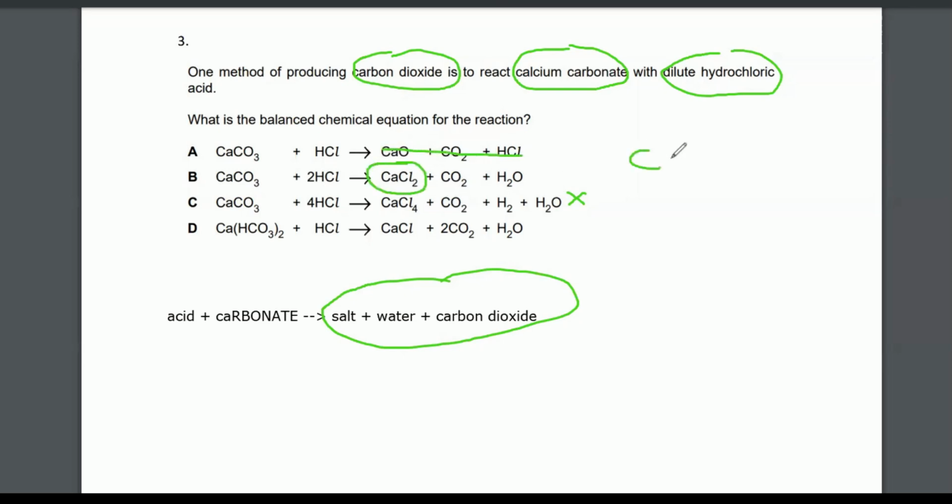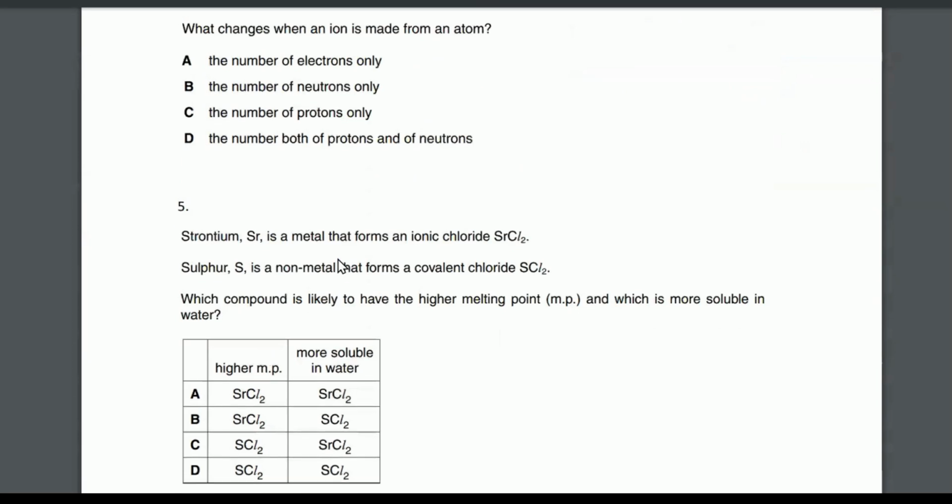C is wrong. It's making hydrogen gas. The top one's making hydrochloric acid. That's wrong. We'll look at B. B is the correct answer. It's making calcium chloride, and they've got the formula of calcium chloride right, whereas the calcium chloride in D is the wrong formula. Calcium is a group 2 metal, so it'll join with two group 7 ions, like chloride ions.